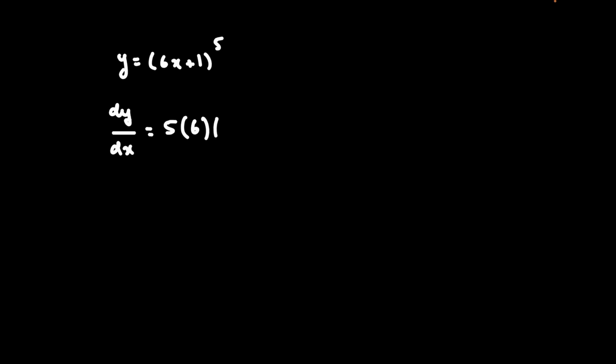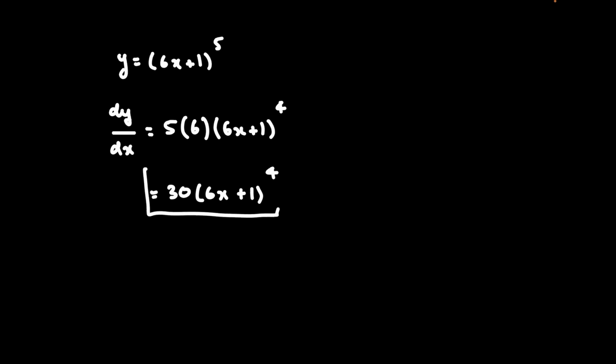The next question we're going to be doing is y equals (6 plus 6x) to the power of 5. To differentiate this, we would bring the power to the front, differentiate the inside function, so 6, and then we would keep the function as is, but just minus 1 from the power. And now we have 30 times (6x plus 1) to the power of 4. That is the derivative of this function here.